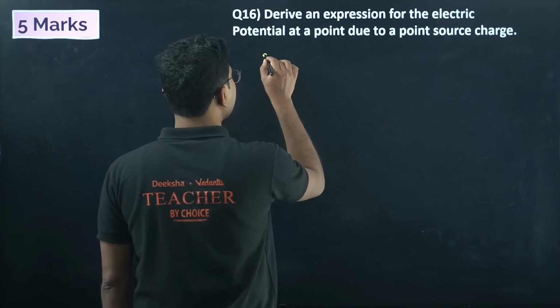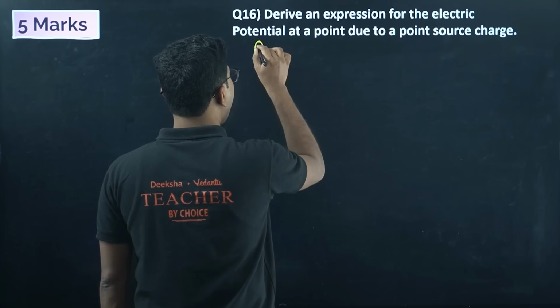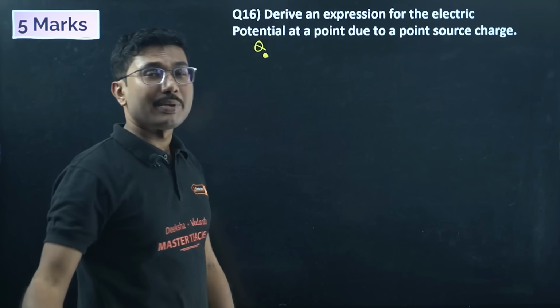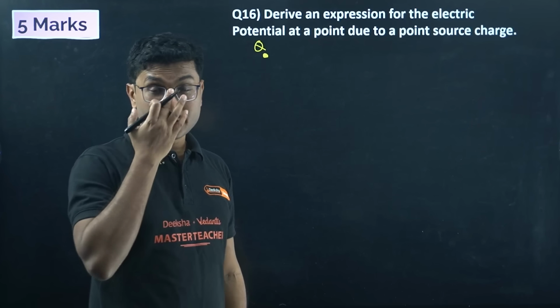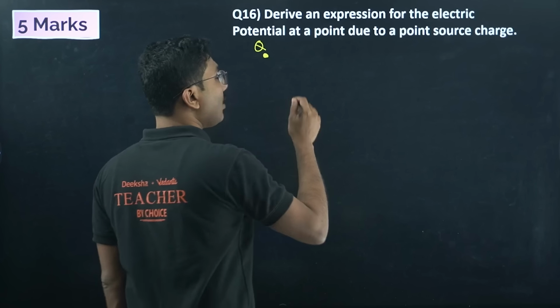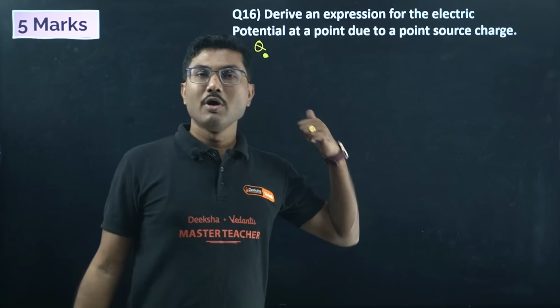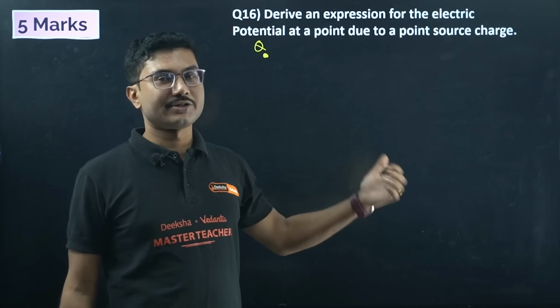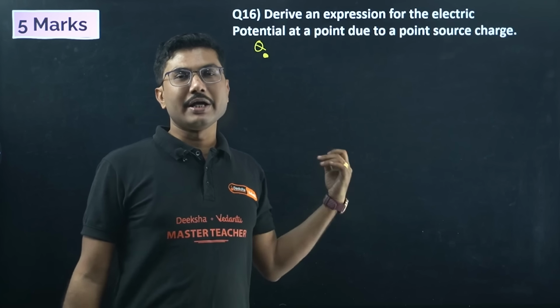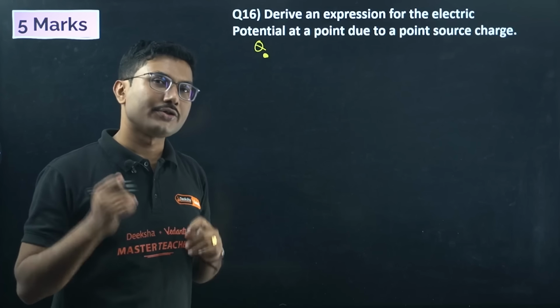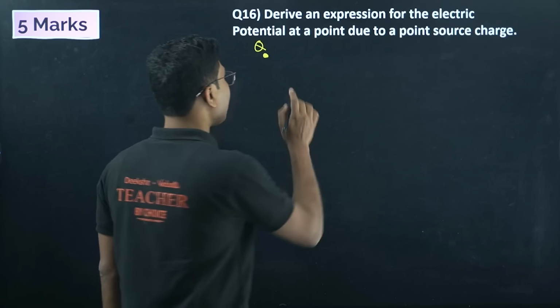Next, derive an expression for electric potential at a point due to a point source charge. So we have a point source charge, say capital Q, and this might be accompanied by the definition of electric potential, so you have to prepare that as well. What is electric potential? The work done to bring a unit positive test charge from infinity to a point in an electric field is the potential of that point. Okay, so that is the definition.